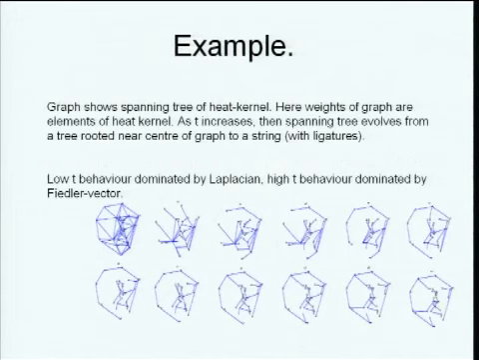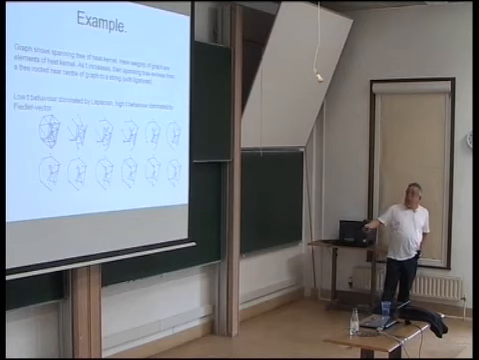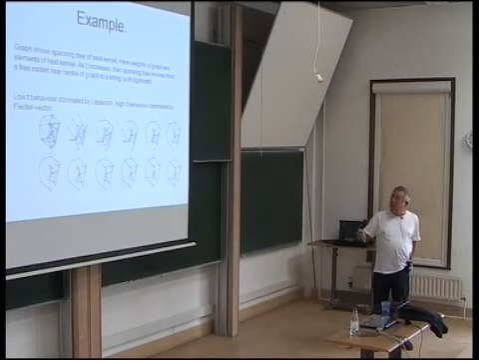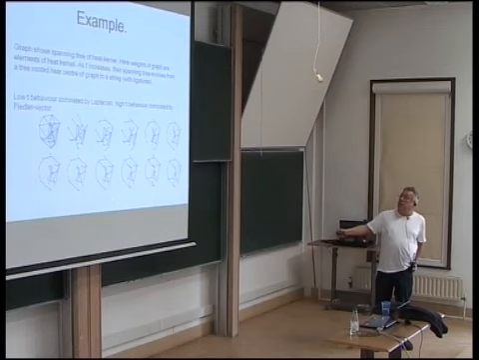So let me give a little bit of a motivation as to why the Fiedler vector is an interesting thing to look at. So here is what I've done in this slide: I have taken a graph, and I've computed the spectrum of that graph, and from the graph I have computed the heat kernel. So the heat kernel, if you remember, is found by exponentiating the Laplacian eigensystem with time. And then I have computed the minimum spanning tree for the heat kernel.